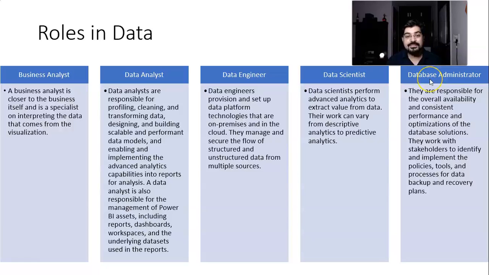Now, database administrator. So a person who is an admin for the data, he is in charge of securing and maintaining the flow of the data. So let's read what is mentioned over here. They're responsible for the overall availability and consistent performance and optimizations of the database solutions, right? They work with stakeholders to identify and implement the policies, tools, and processes for data backup and recovery plans. So, self-explanatory words are mentioned over here. So these are the major 5 roles.